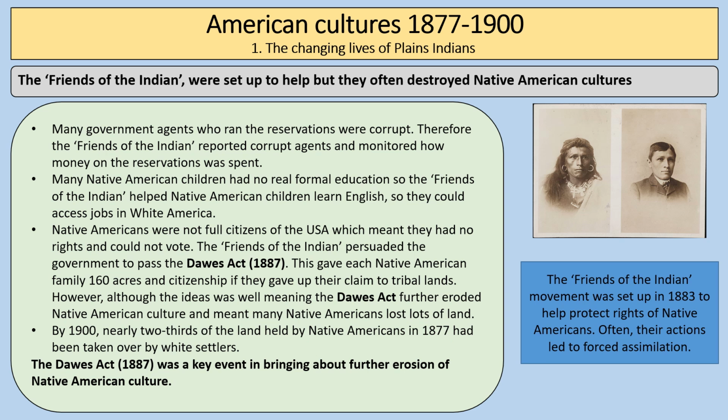Many Native Americans were not full citizens of the USA, which meant they had no rights and could not vote. So the Friends of the Indian persuaded the government to pass the Dawes Act of 1887. This gave each Native American family 160 acres and citizenship if they gave up their claim to tribal lands. However, although the ideas were well-meaning, the Dawes Act further eroded Native American culture and meant many Native Americans lost lots of land. By 1900, nearly 2/3 of the land held by Native Americans in 1877 had been taken over by white settlers. So the Dawes Act was a key event in bringing about further erosion of Native American culture.